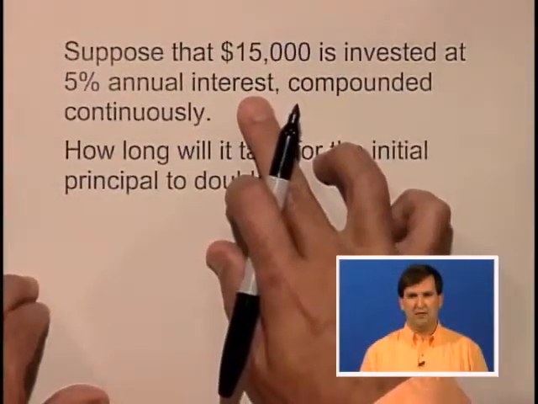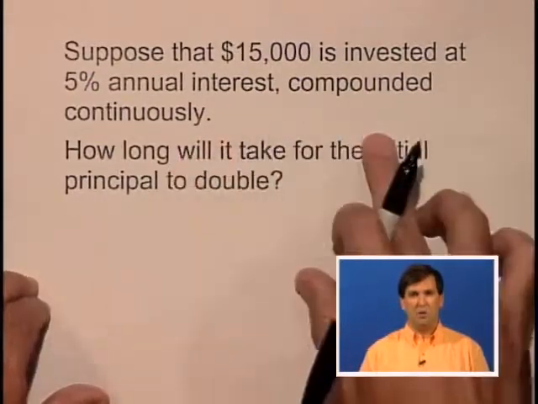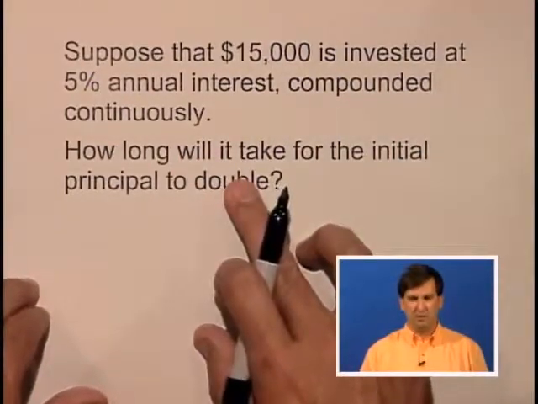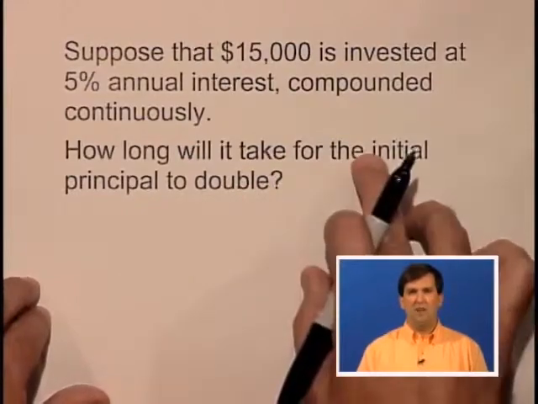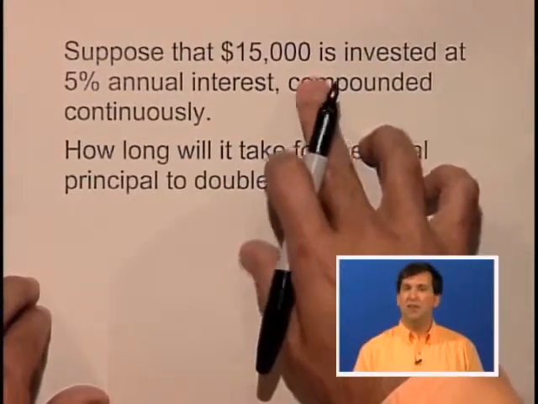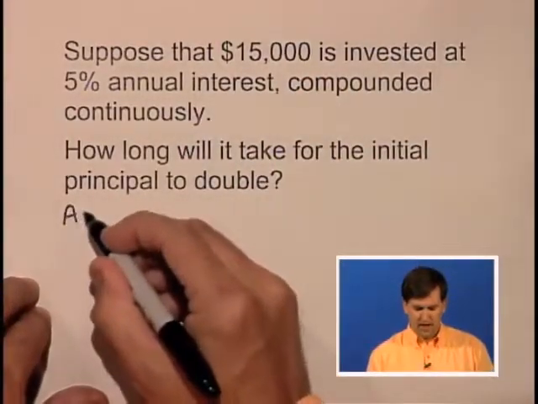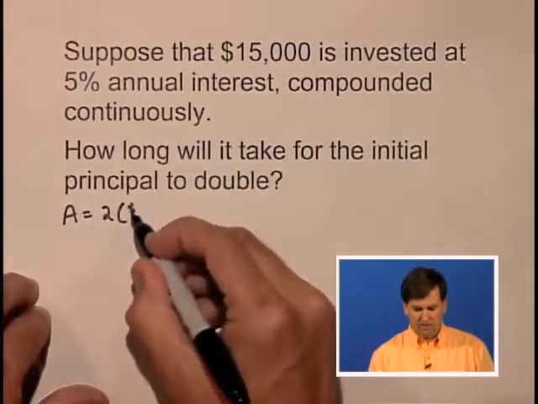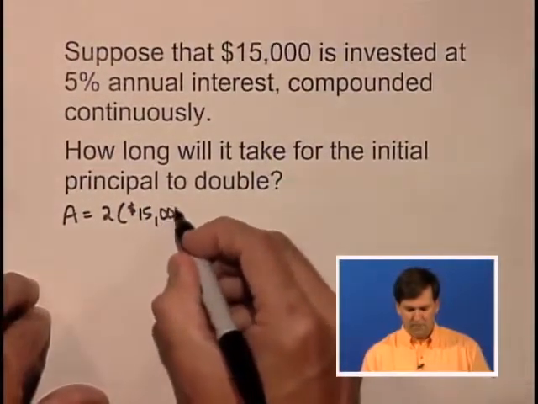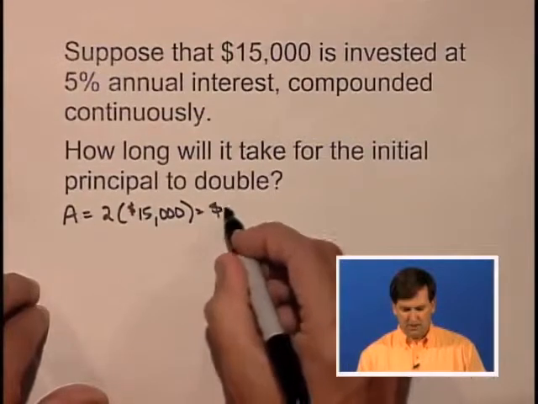The next part of this question asks us that if we have the same situation, we have $15,000 and it's 5% annual interest compounded continuously, how long will it take for the initial principal to double? So now we're talking about the amount of money being $30,000. We need A to be double what we started with, which was $15,000. And that gives us $30,000.